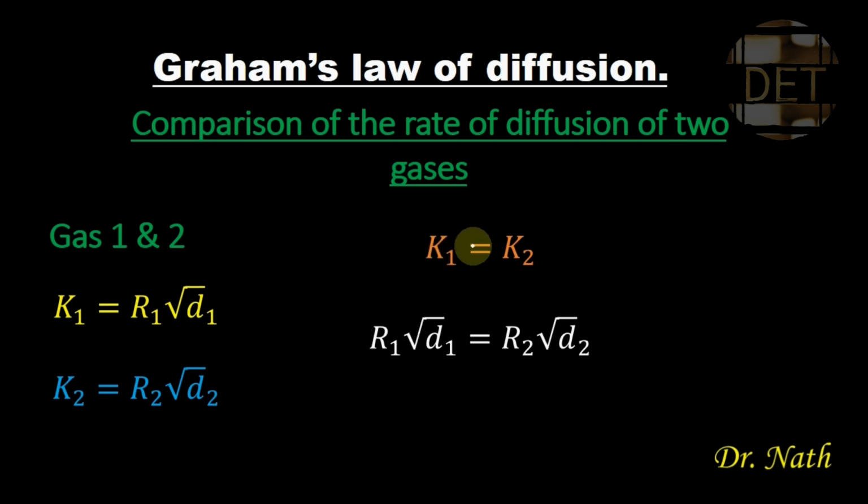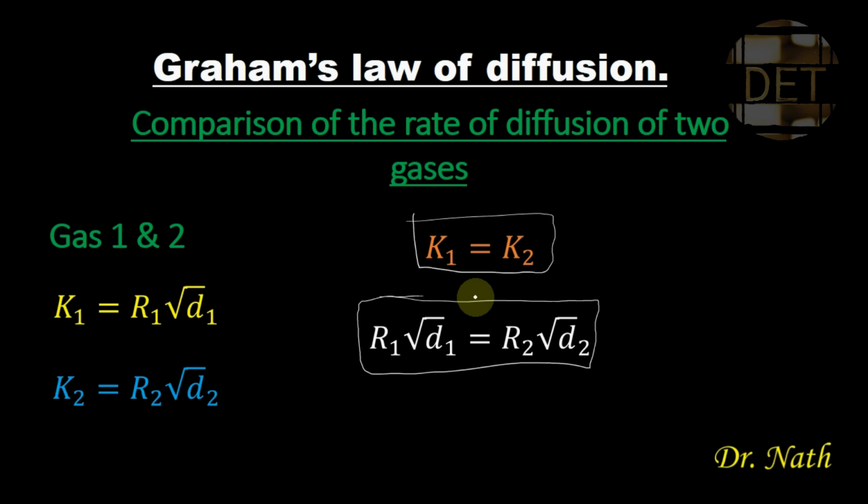If K1 is equal to K2, according to the law of conservation of matter or energy, K1 here, which is our Graham's constant for gas 1, is equal to Rho1 square root of D1. So Rho1 square root of D1 will be equal to Rho2 square root of D2 at constant temperature and pressure. This equation is very vital.